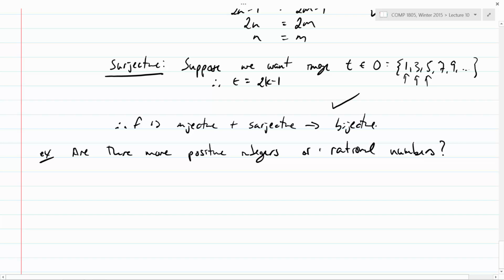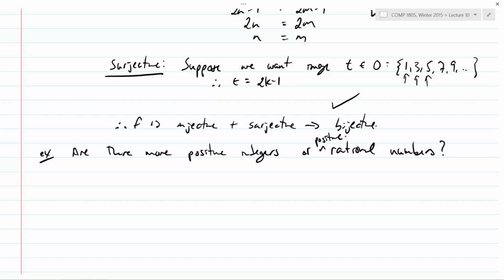I'll say positive rational numbers. So are there more positive integers or positive rational numbers? Again, the integers are a proper subset of the rational numbers. They're both infinite sets.